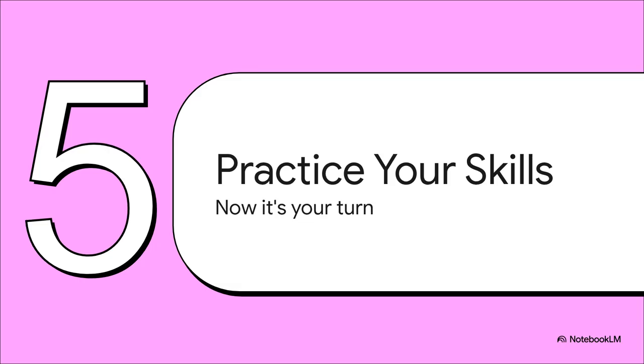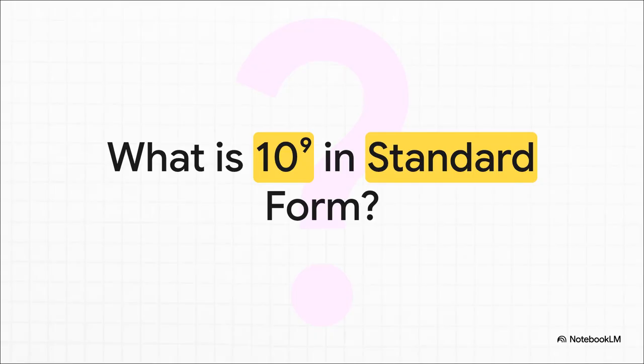Okay, on to our final section, Section 5. You've seen the 3 forms, and you know the secret of the exponent zero rule. So now it's your turn to take the wheel. Let's try one out. Let's go big. What is 10 to the power of 9 written in standard form? Just use that 3-step process we talked about. No need to write out all the tens, just go right for the final answer. Take a second and think about it.